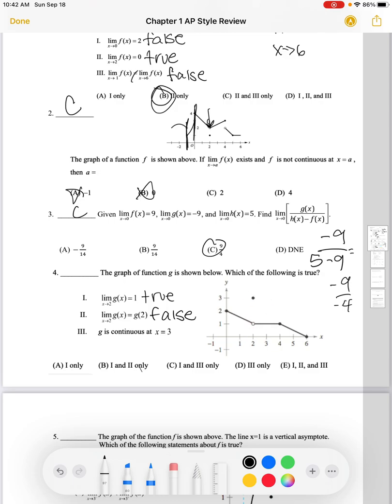And then finally the last one, just kind of erasing here. All right. Looking at 3 and that g is continuous at 3. So your limit exists, which is true. You have a function value at 3, which is also true. And then the limit and the function value are the same. So that is also true, making it continuous at 3. So 1 and 3 are true, which is going to be the answer of C.